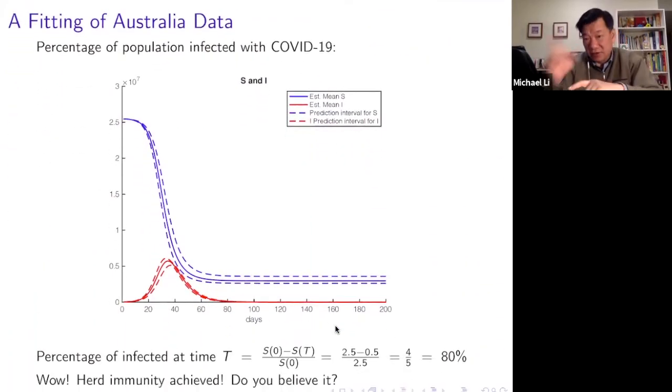So this is the corresponding projected ST, which is blue, and IT, which is red. You see, this is the total population at the beginning. It's about 25 million, right? And that is for Australia at the beginning.